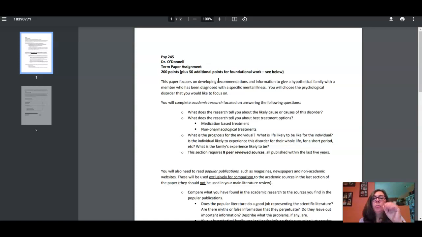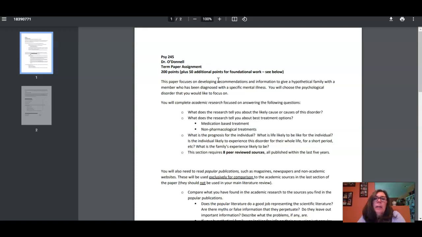You'll see, right, 200 points plus those 50 extra points for the two pieces of foundational work, 25 points each, and essentially your term paper, the first thing you need to do really is to decide what diagnosis you're going to focus on. You're going to choose a single diagnosis and a specific DSM-5 diagnosis.